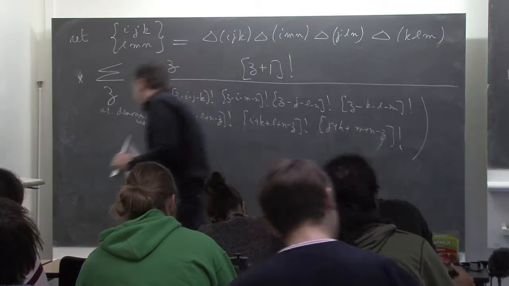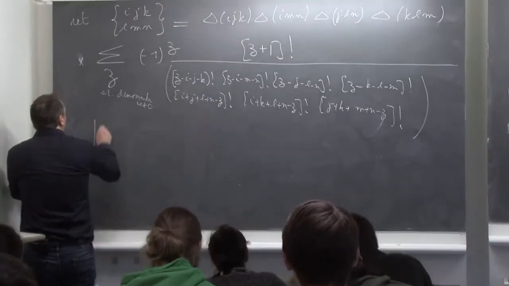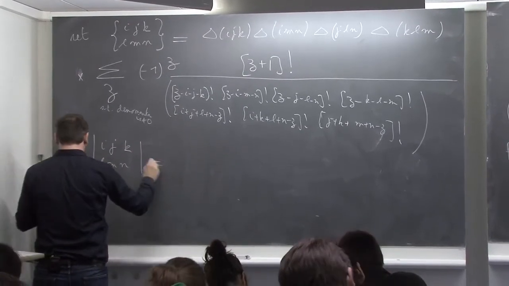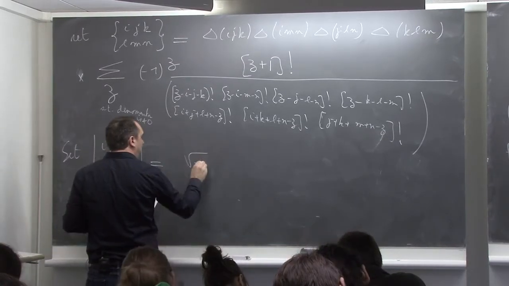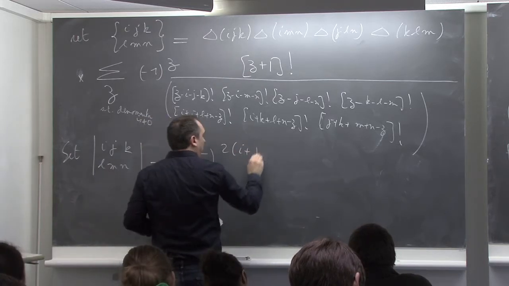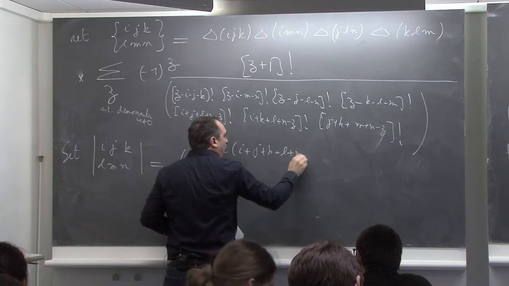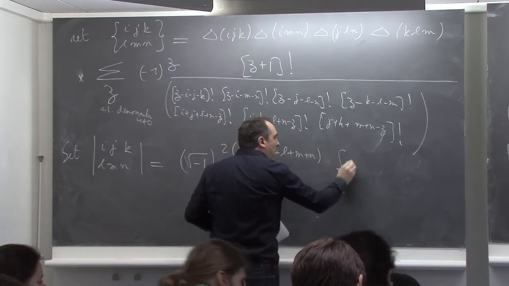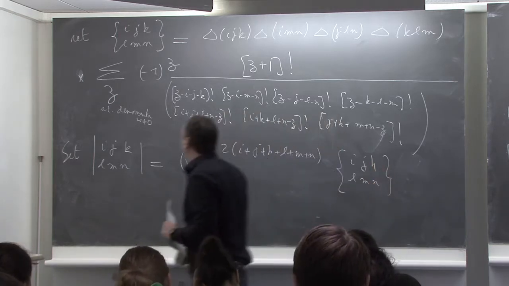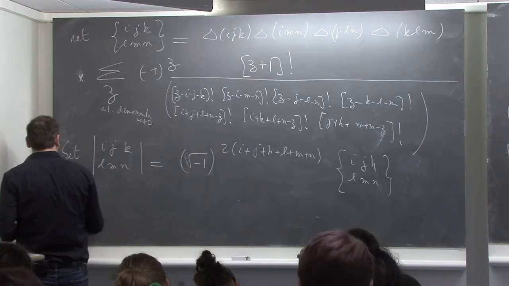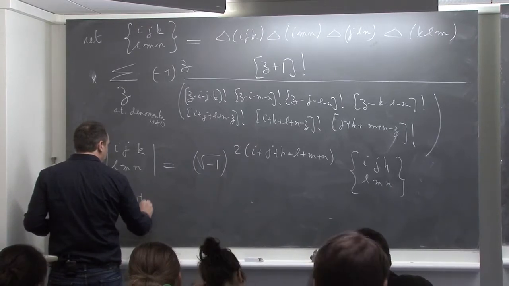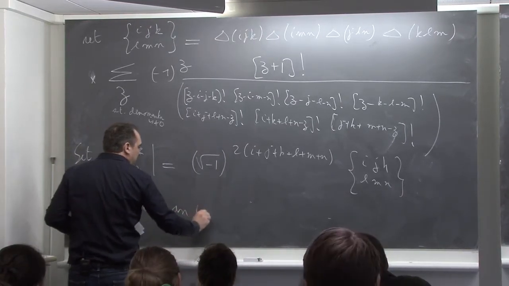And finally, the 6j symbol is the square root of minus 1 to the power of 2 times the sum of i plus j plus k plus l plus m plus n, times the element. And in some sense, the theorem is that this is an initial data.